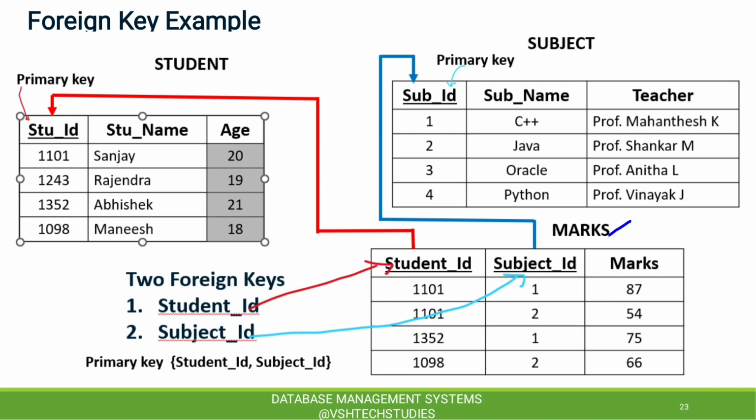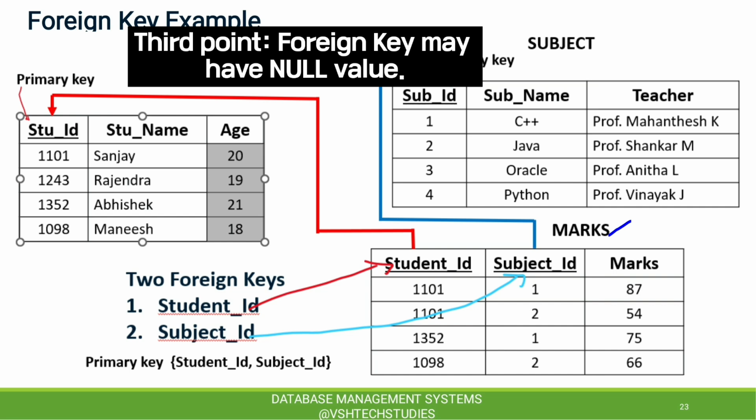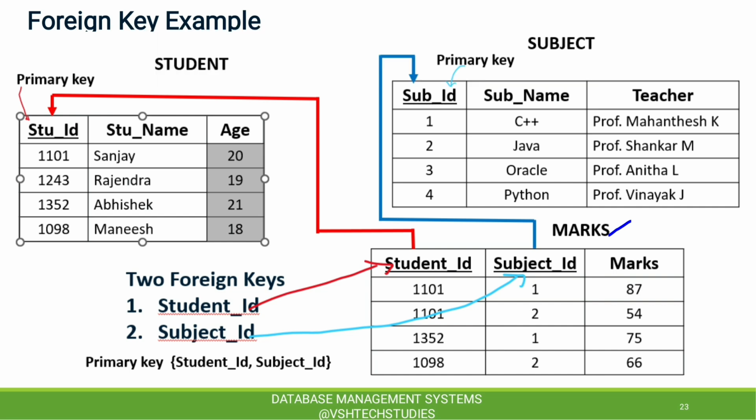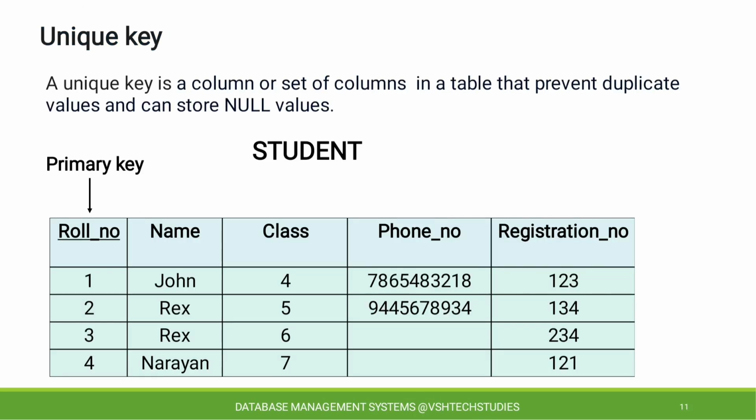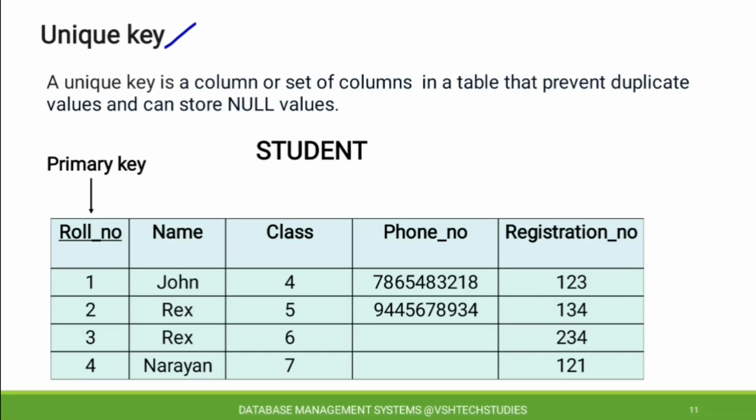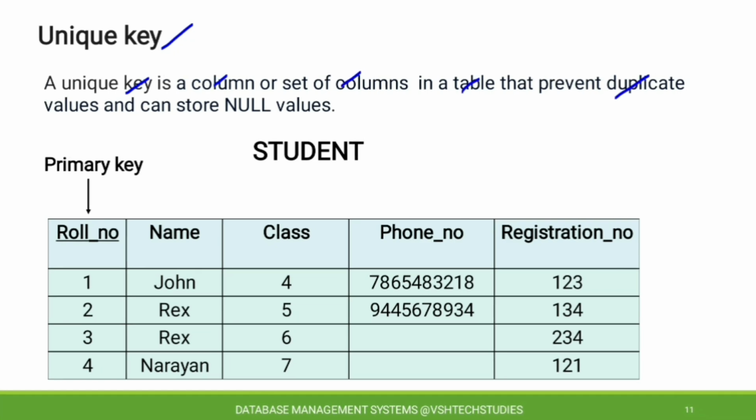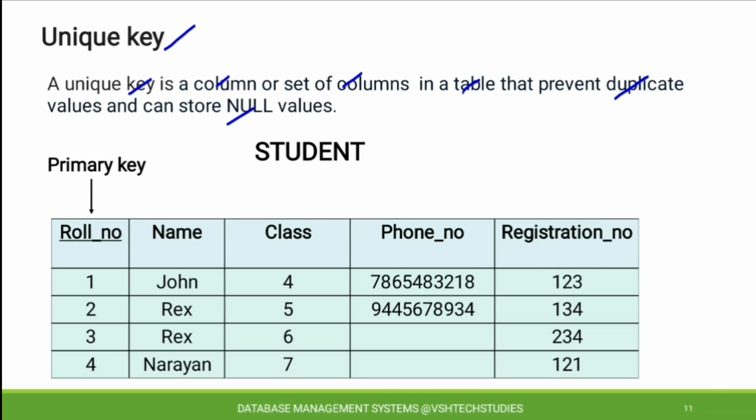The two important points that we have to remember are: one table can have only one primary key, and secondly, one table can have more than one foreign key. Okay, with that we shall move on to the next type of key. Next we shall study the unique key. A unique key is a column or set of columns in a table that prevents duplicate values and can store null values. For example, let us take the student table.